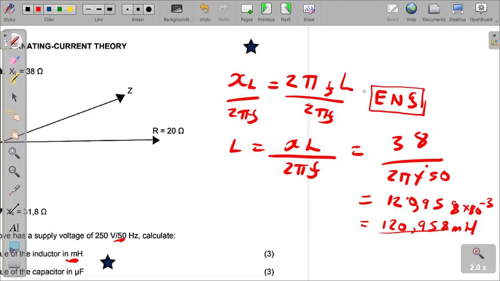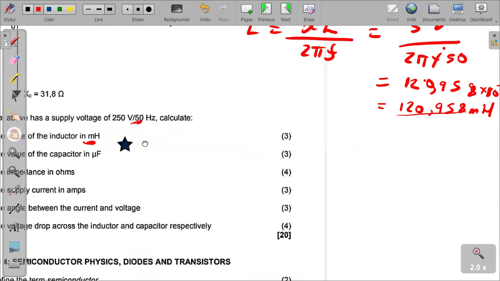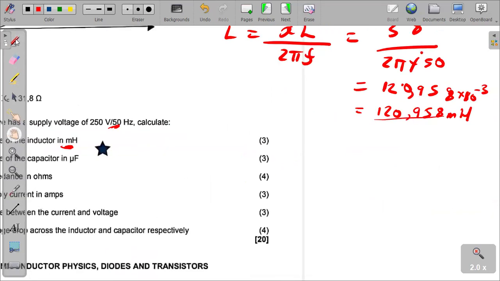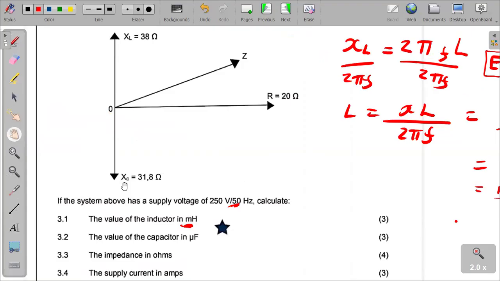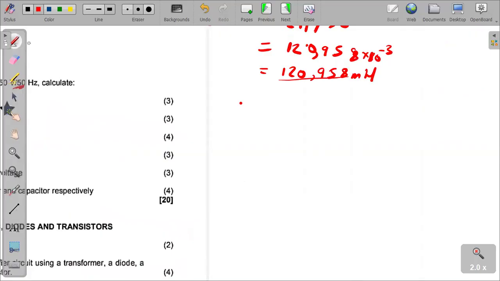So we are using our calculator. It makes it quite easier. Next, the value of the capacitor in microfarads. So for the capacitance now, what are we going to do? Again, we retrace our steps. Look what we've been given. We had been given the capacitive reactance, XC. So retrace, how do we in the first place calculate that capacitive reactance? We calculate it using the formula XC is equal to 1 over 2 pi FC, right?